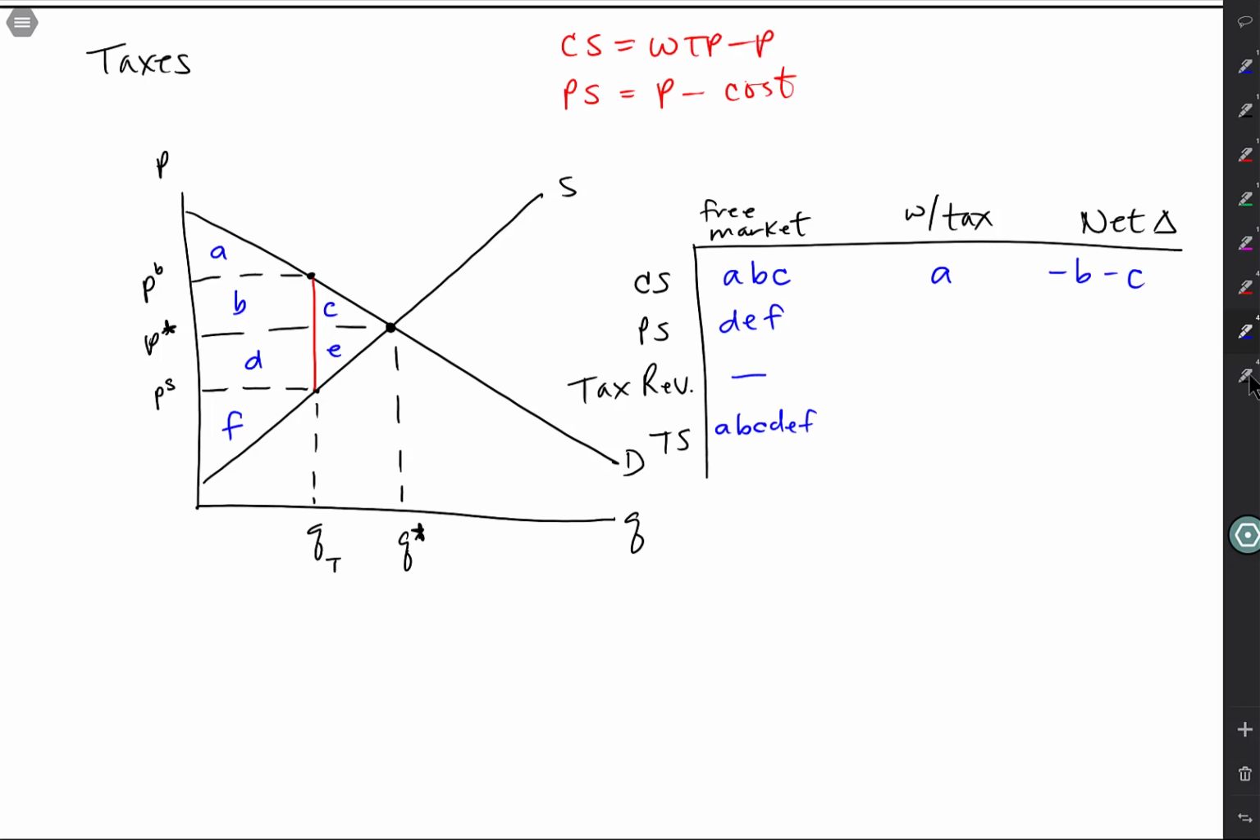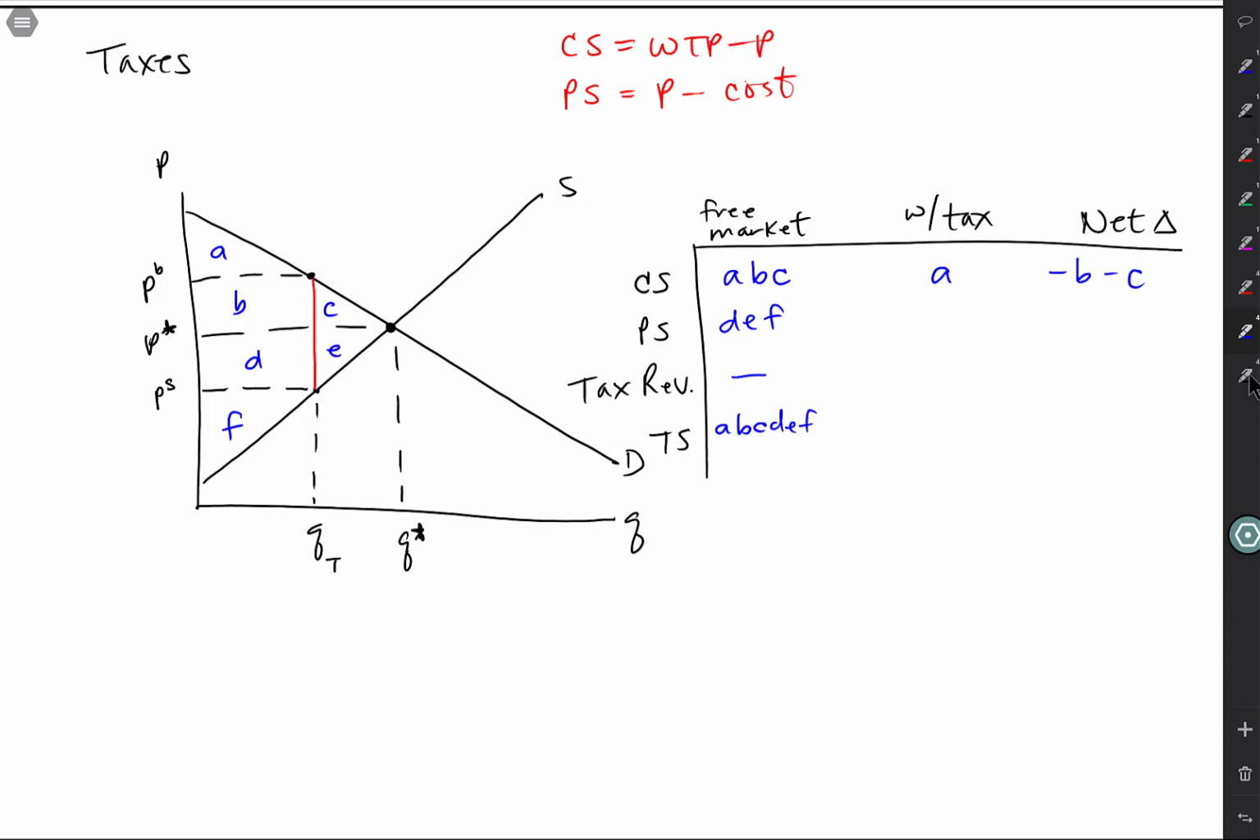So consumer surplus under the free market is A, B, C. With a tax, they pay PB, so they only have A. Therefore, the net change is minus B minus C that they lose in welfare, in better-offedness, and well-being. Because remember what these concepts are measuring. They're measuring the benefits to market participants from the existence of the market.